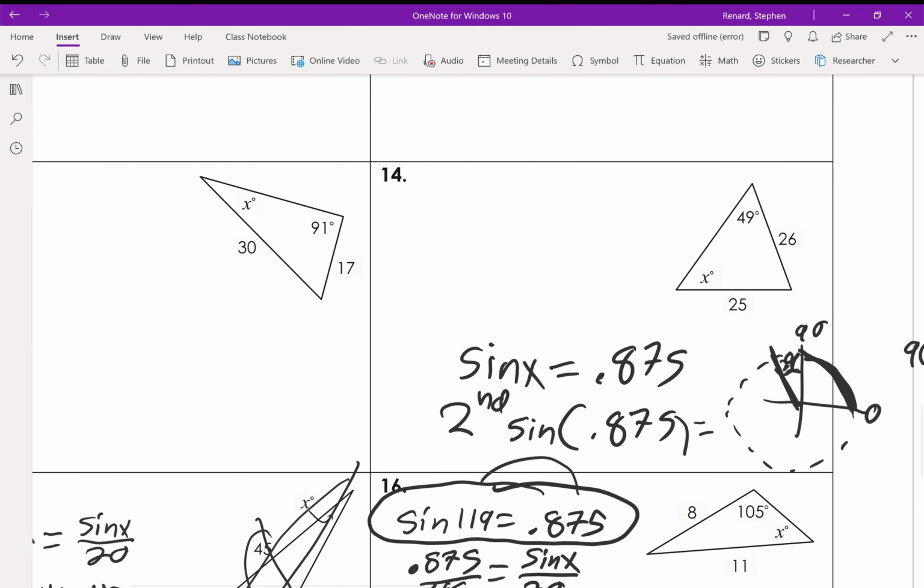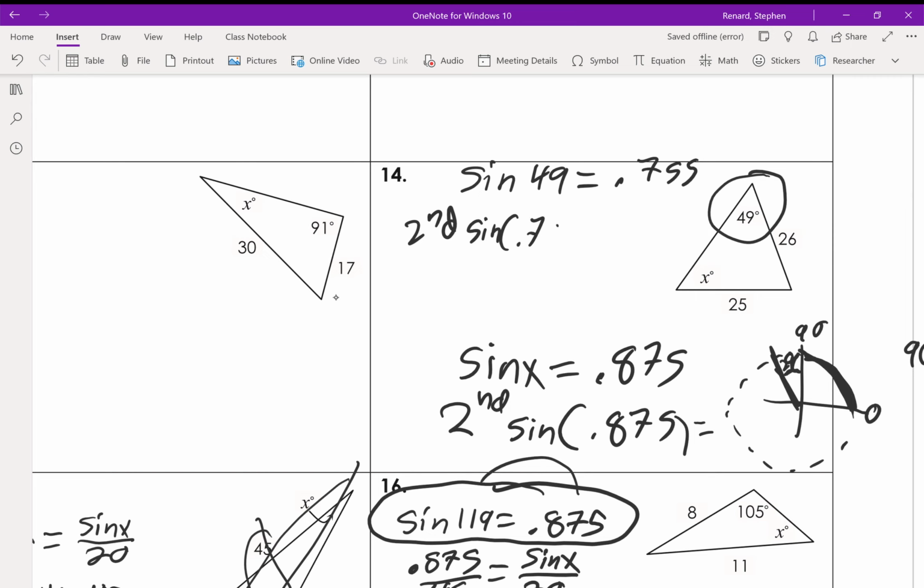Okay, here, let's do 49. So if I hit sine of 49, even if I round it, I get 0.755. Now if I hit second sine, 0.755, bloop, I get 49. And that's because this number, the sine of, is that.